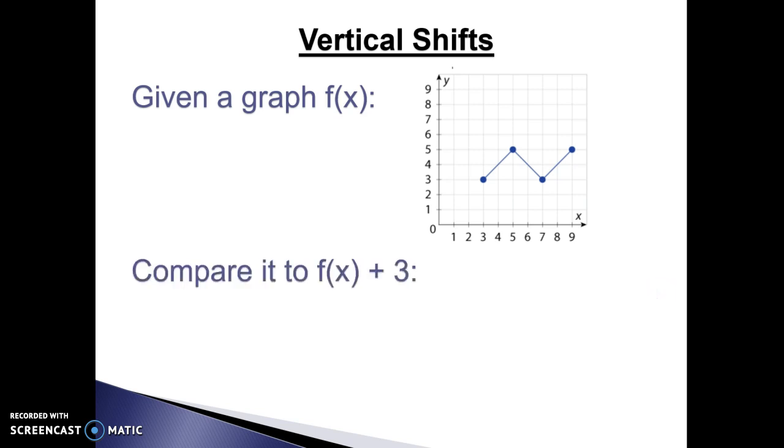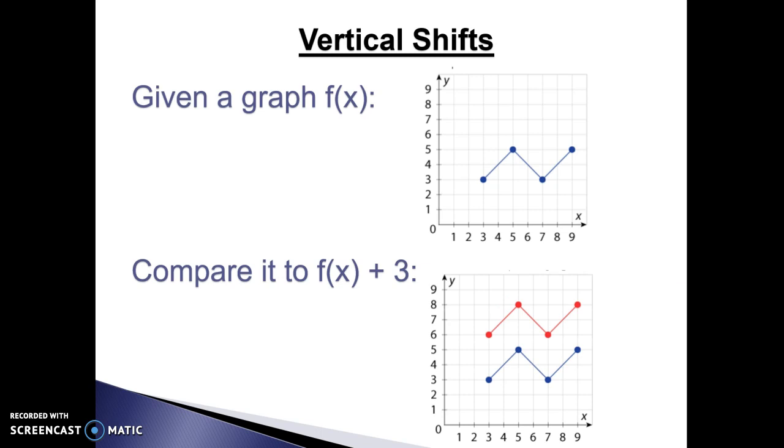When we look at a vertical shift, we're going to compare it to f of x plus 3. So f of x is just our original equation, our original function, our original graph. And if we add 3 to it on the end there, look at what happens to the graph. The blue is the original and the red is after f of x plus 3 has occurred. You can see that it has been moved up 3 units.